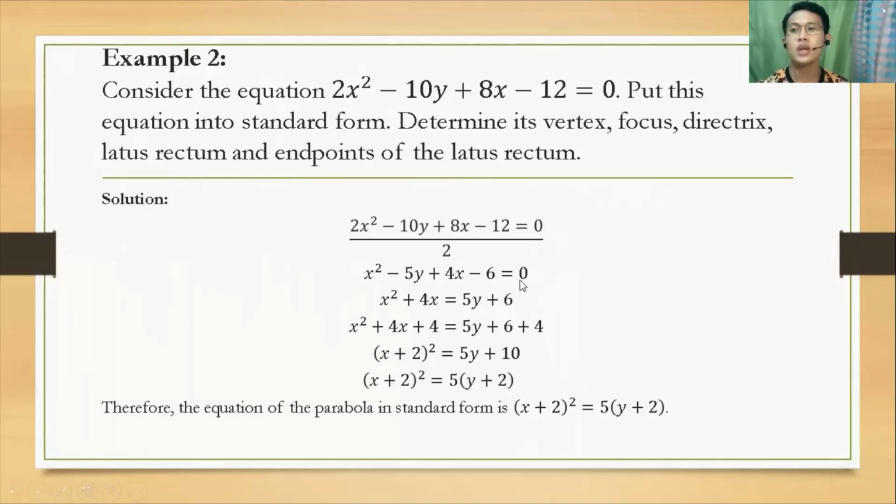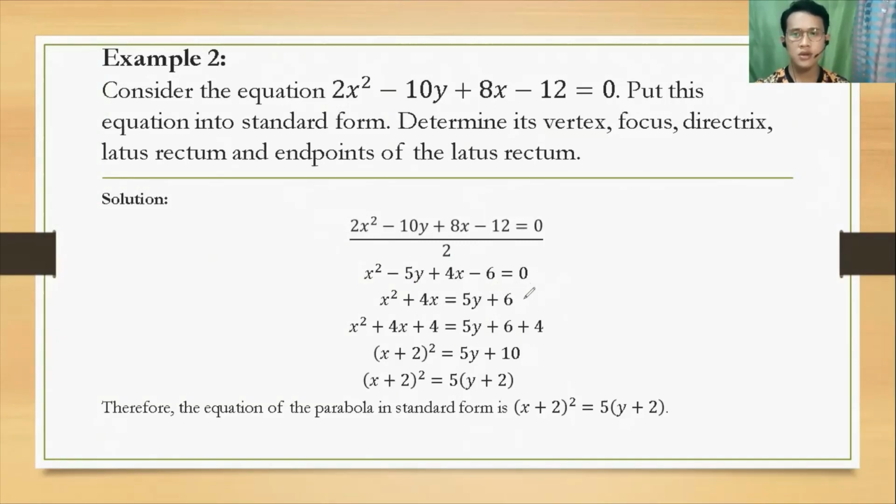And after that, you regroup them. Sir, what do you mean by regroup? The terms with the value of x must be grouped together, and the terms with the value of y must be grouped together. Since this is not a y, basically the only thing we can regroup there is the x. So let's do the regrouping. Here we go: x squared plus 4x is equal to 5y plus 6.